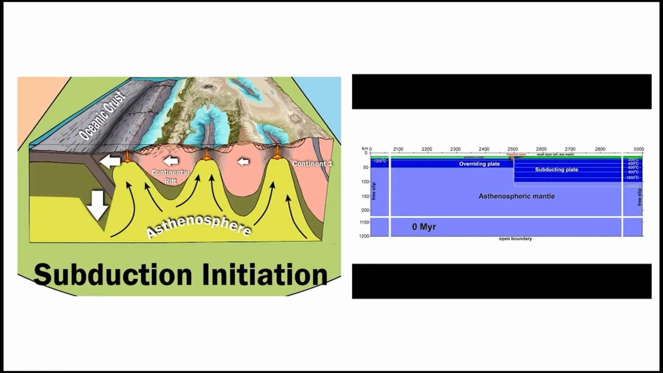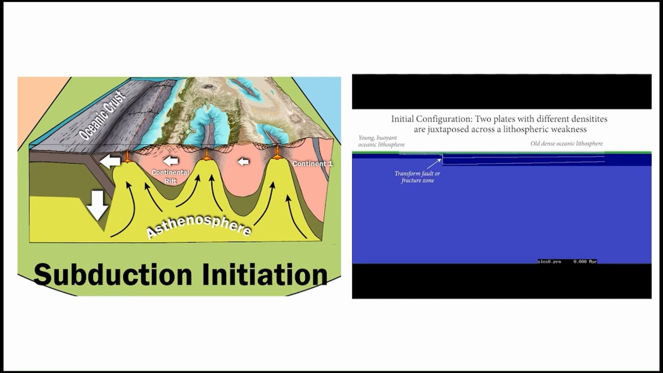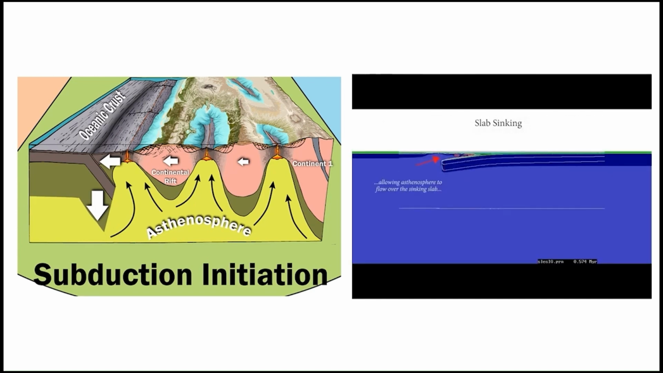At some point, a new subduction zone will form because the oceanic plate becomes too dense and starts to sink. We didn't have any idea about how this happened until recently, because the subduction initiation process occurs rarely, and when it does, it happens on the seafloor, hidden from view. The animation on the right shows how we think it happens.